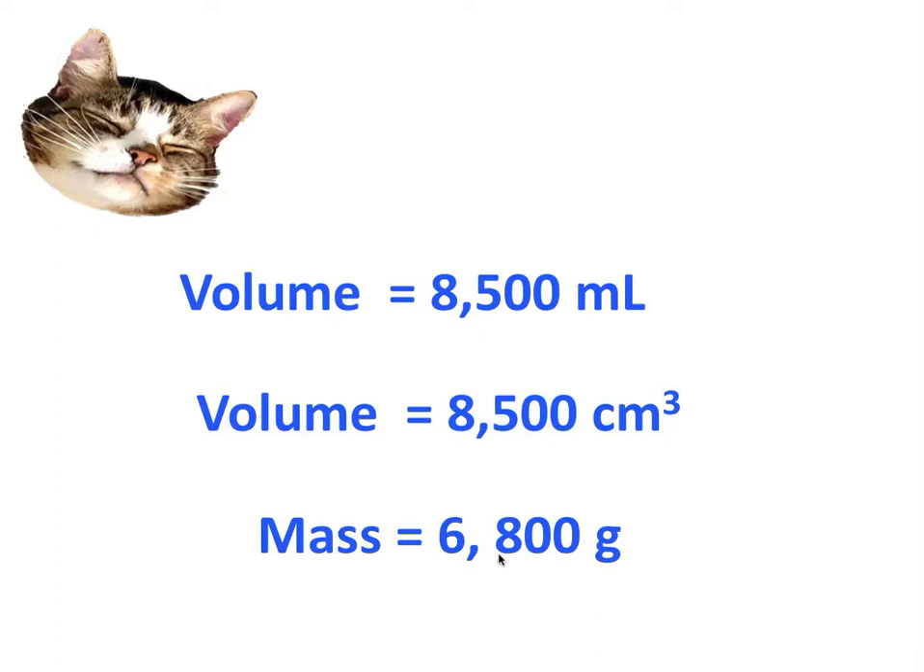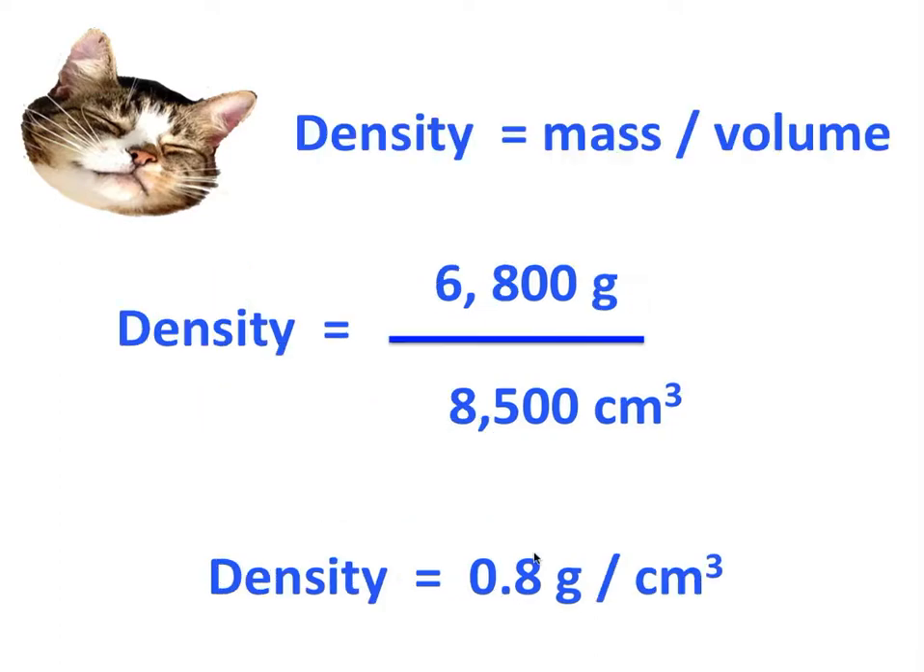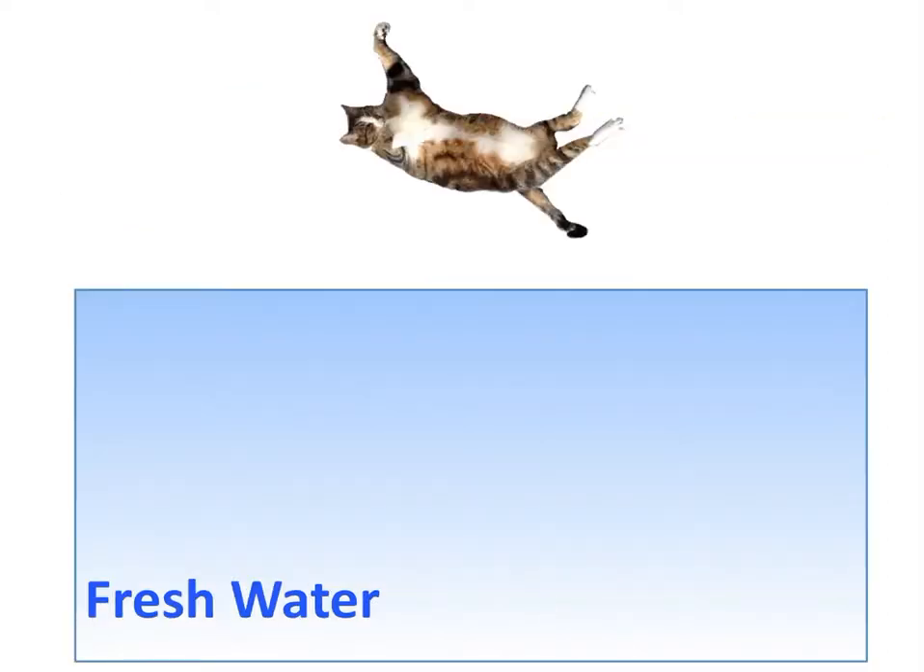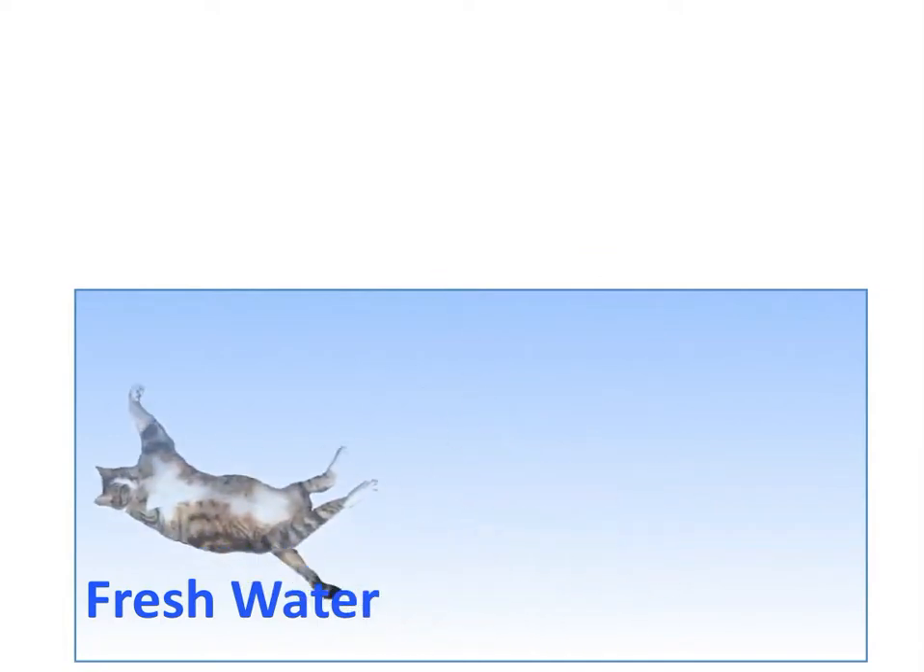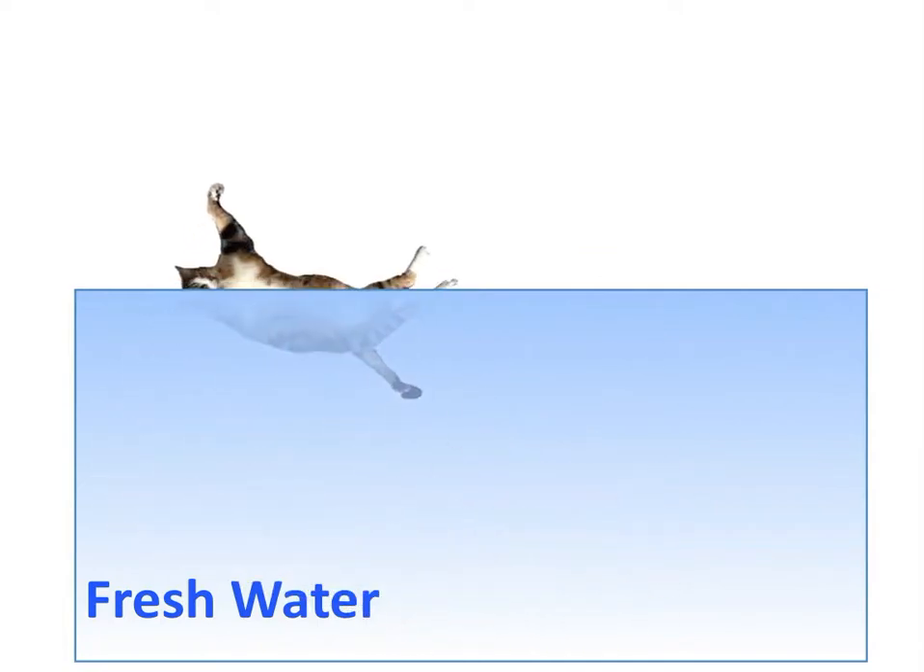And we already know that his mass is 6,800 grams. If we do the very simple calculation, density equals mass divided by volume, we find out that his density is 0.8 grams per cubic centimeter, less than 1, so therefore he floats. And so that's what it would look like. He'd go down, come back up again, because he has a density less than 1. If he was greater than 1, then of course he would be dropping to the bottom.